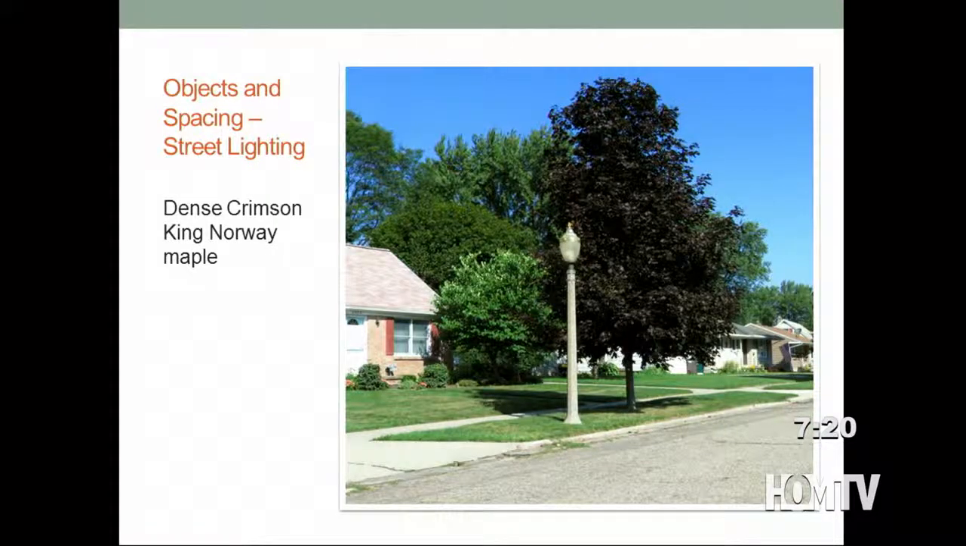This is a Crimson King Norway maple. A lot of people know this tree, like it, because it's just a very pretty red kind of coloration to it. Eventually, that street light will be useful again, but again, it's going to take quite a bit of pruning for that Norway maple to be up out of the way, to allow light from that street light to the far side of it.